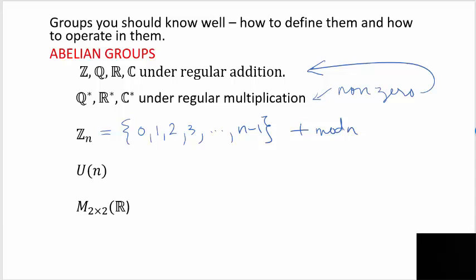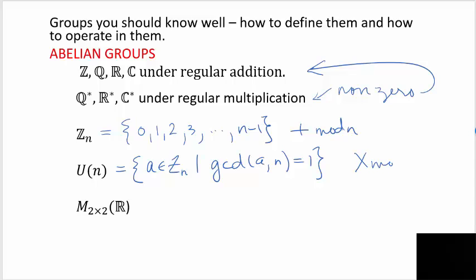Un is the set of elements in Zn that are relatively prime to n, the set of A in Zn where the GCD of A and n is equal to 1. This is an abelian group under multiplication mod n. And then the 2 by 2 matrices with real entries is a group under matrix addition.